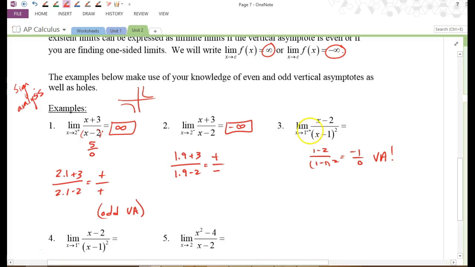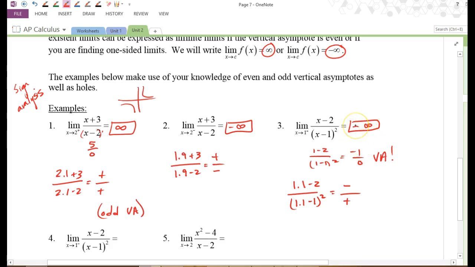So I'm going to go from the right, so a number bigger than 1 would be 1.1, let's say. If I plug that in, 1.1 minus 2 would be a negative number. And on the bottom I have some stuff squared. Anything squared will be positive. So if I have a negative over positive, we're going to negative infinity.